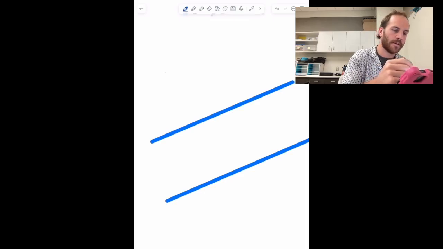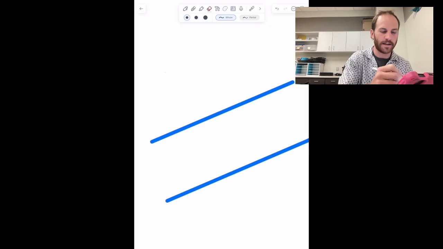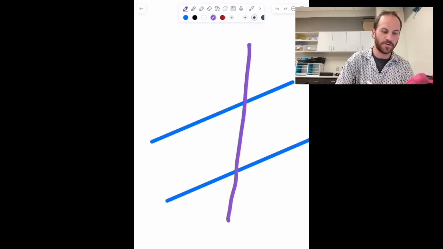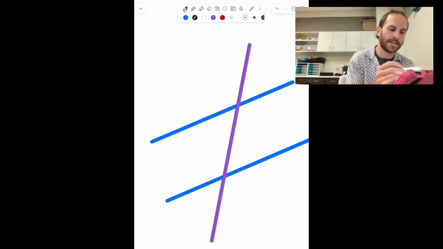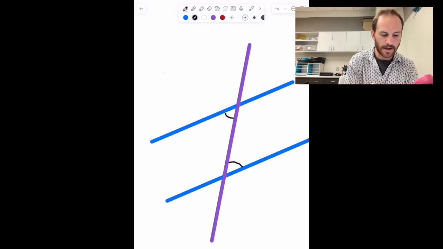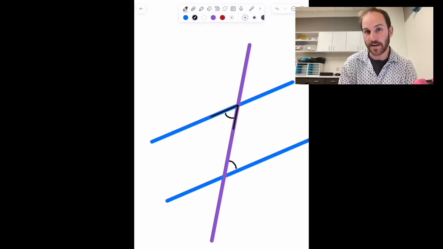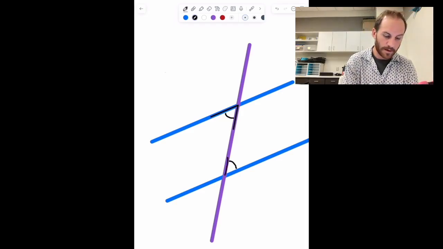Okay, when we have a line that intersects two parallel lines, we call this a transversal. All right. Now the alternate interior angles are the angles that are inside the parallel lines and on opposite sides of the transversal, as you can see here. Now something that's really cool about these angles is that they are the same. Okay. They will always be the same and equivalent to each other.